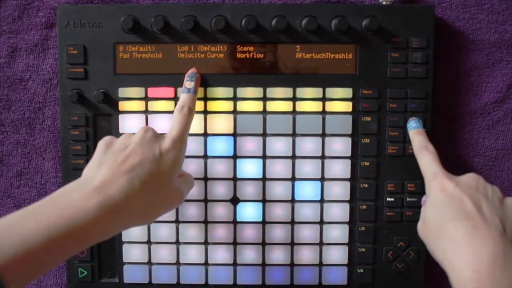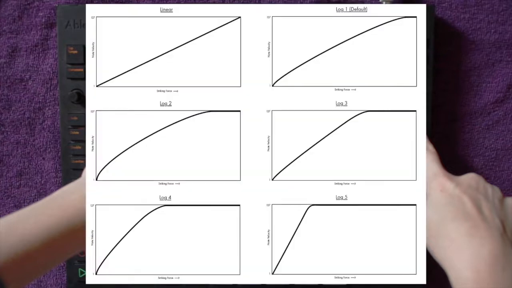Next to pad threshold, you've got your velocity curve. The velocity curve determines how sensitive the pads are when hit with various amounts of force. This is different to the pad threshold. Let me explain. I have some graphs, courtesy of the user manual, to show you how they work.